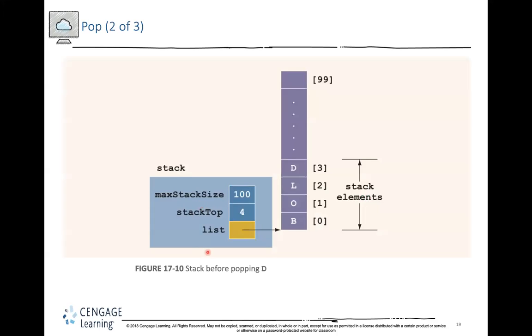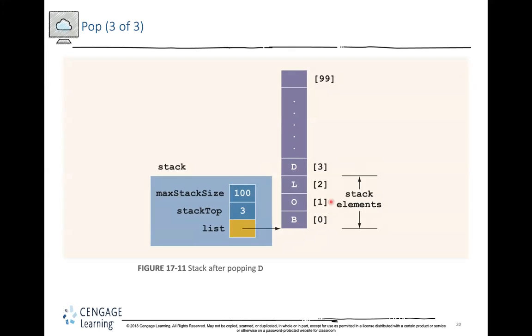Here's a visual representation. So we've got a stack of 4 elements. Then we're going to pop the top element. We'll simply reduce stack top by 1. We don't need to erase or change this value. We're just not using it. Next time, if we push more elements onto it, then this value will be overridden. So we just abandon that element.